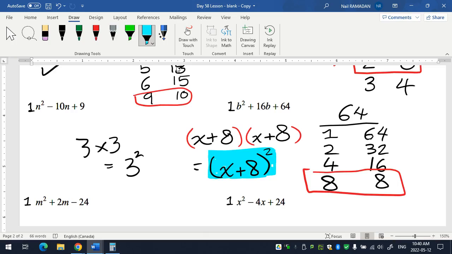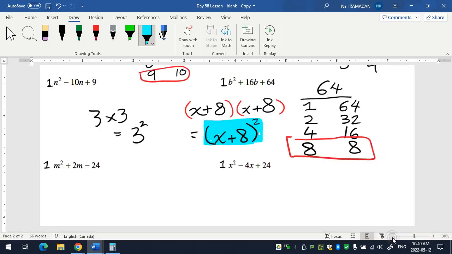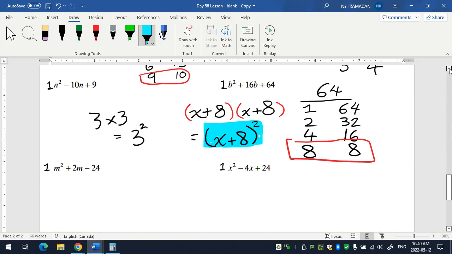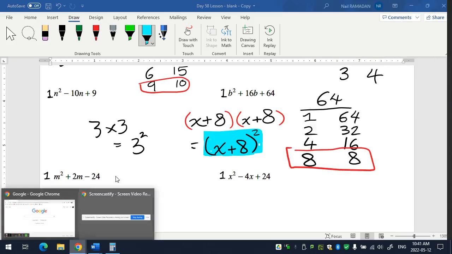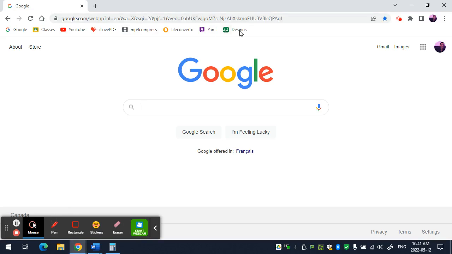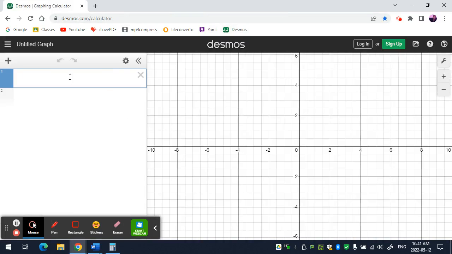Yes, Caleb? No, no, no. Everyone, because the whole thing is squaring itself, the exponent is outside. And again, I'm going to prove it to you by Desmos. Here we are, Desmos. I'm going to sketch the original one. What's the original one?